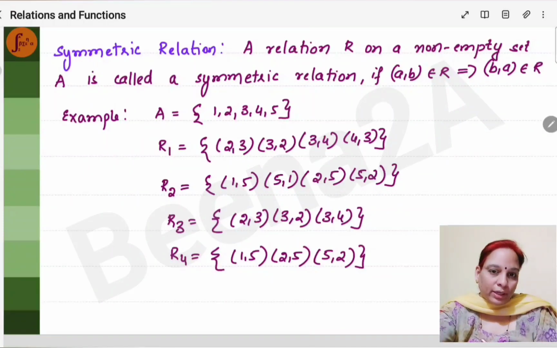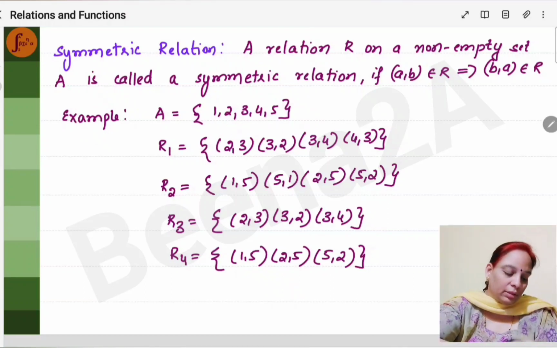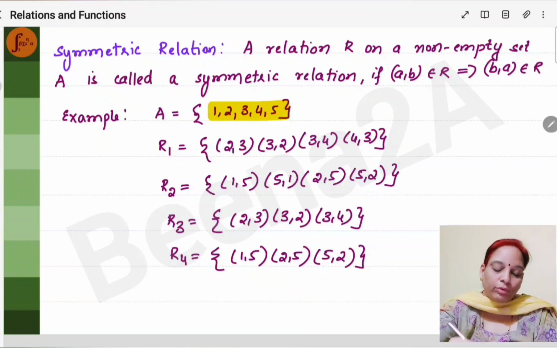Now let's go to the second type of relation, the symmetric relation. Now what is a symmetric relation? Let's assume that we have a set A which is 1, 2, 3, 4, 5. Right? These are the elements in set A. Let's consider that this is relation R1, right? It has these ordered pairs.